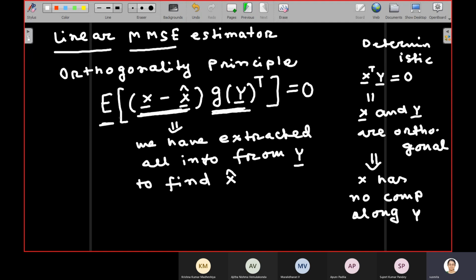Now, this is what the orthogonality principle states. But does the MMSE estimator follow the orthogonality principle? Let's see. Because we did not talk about the orthogonality principle in the context of MMSE. So whatever we discussed does not guarantee that the MMSE estimator follows the orthogonality principle. So let's start with this orthogonality principle and show that the estimate x hat is actually the minimum mean square error estimate, meaning the conditional mean of x given y.